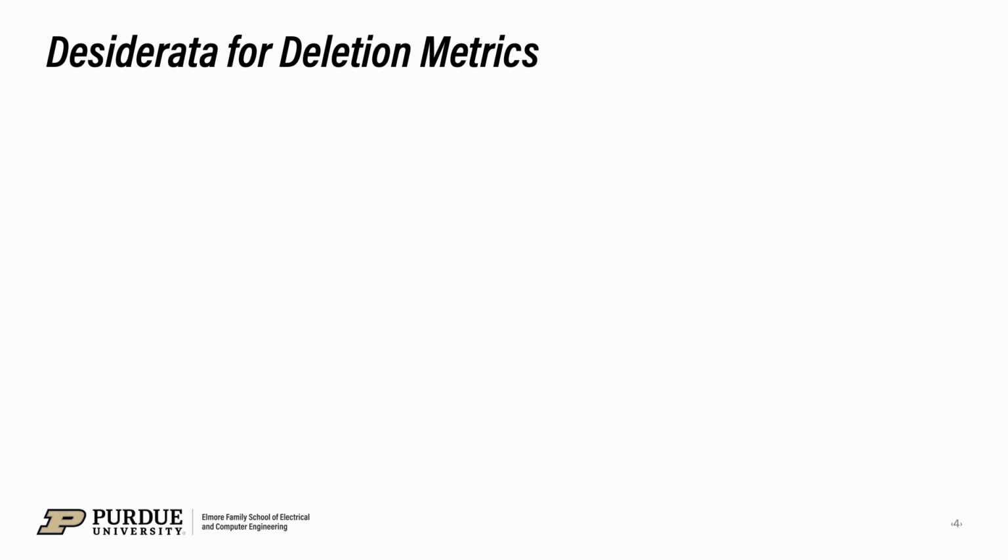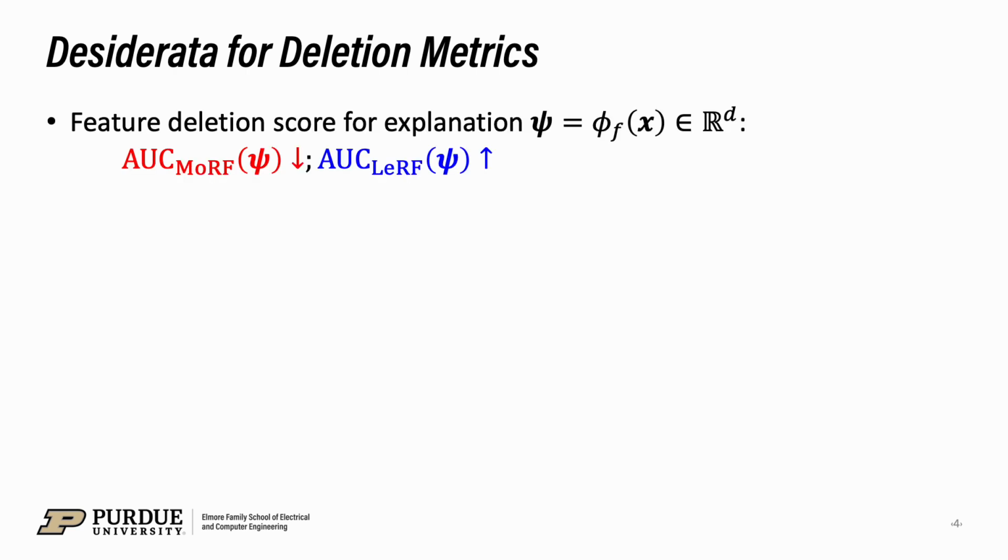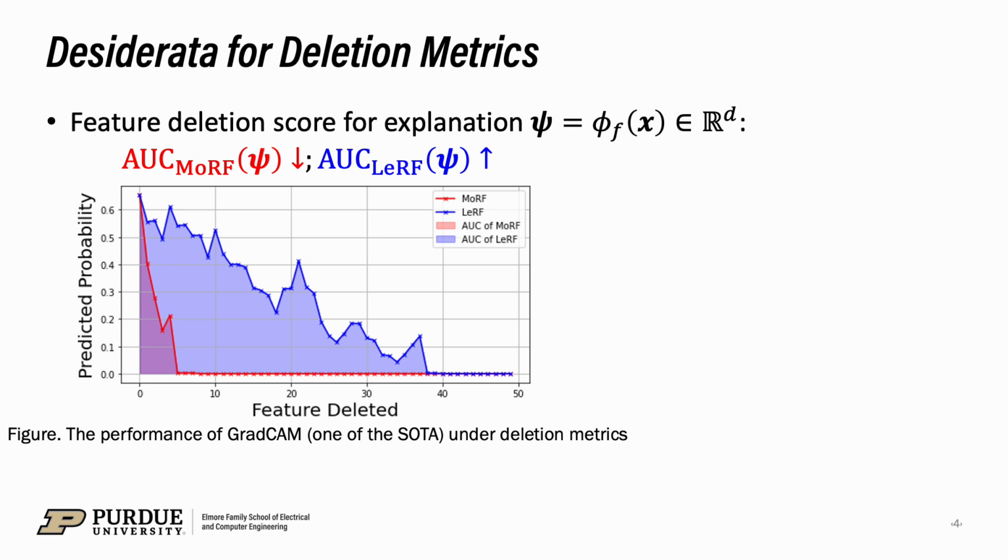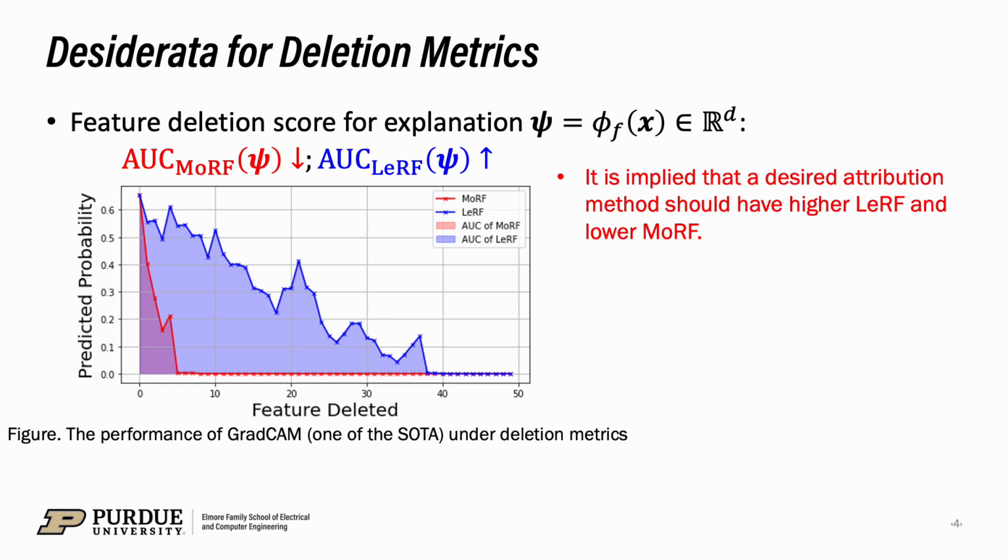To carry out a rigorous study regarding the metrics, we first look into the desiderata of different criteria. That is, what does it mean by applying deletion metrics, and what are we expecting from the explanations being evaluated? Note that given an explanation psi, using deletion metrics implies that a desired attribution method should have larger AUC under LERF and lower AUC under MORF. Therefore, it is equivalent to recognizing the explanation that has the highest LERF AUC or lowest MORF AUC as the best explanation of the deletion process, or the principled explanation of deletion metrics.